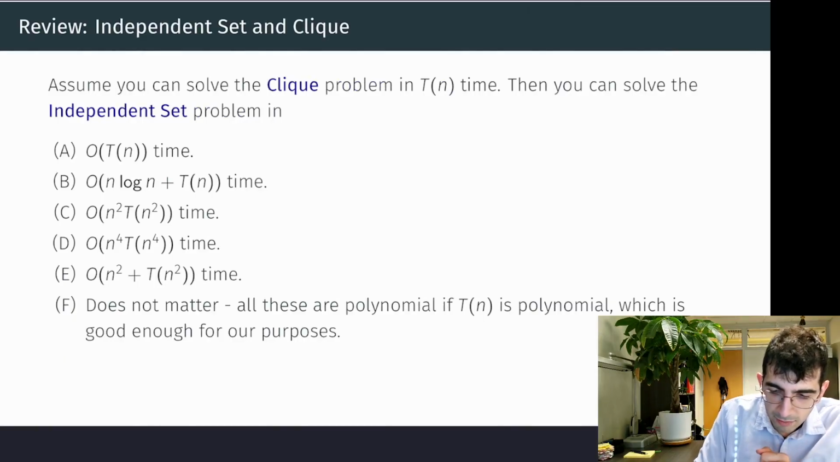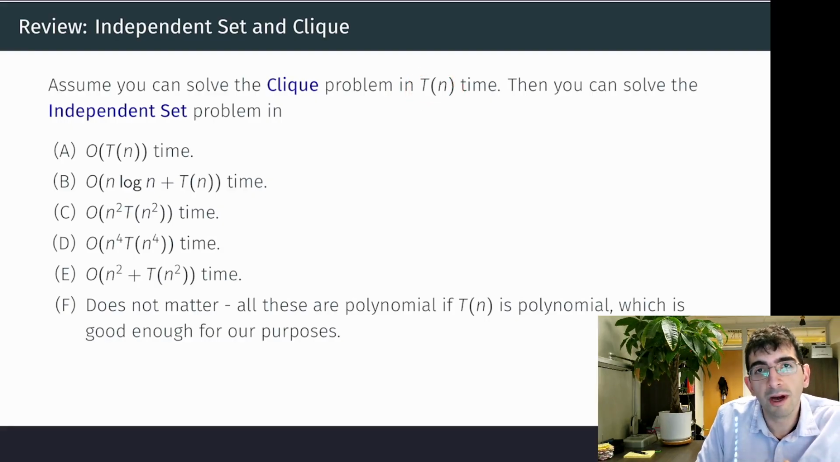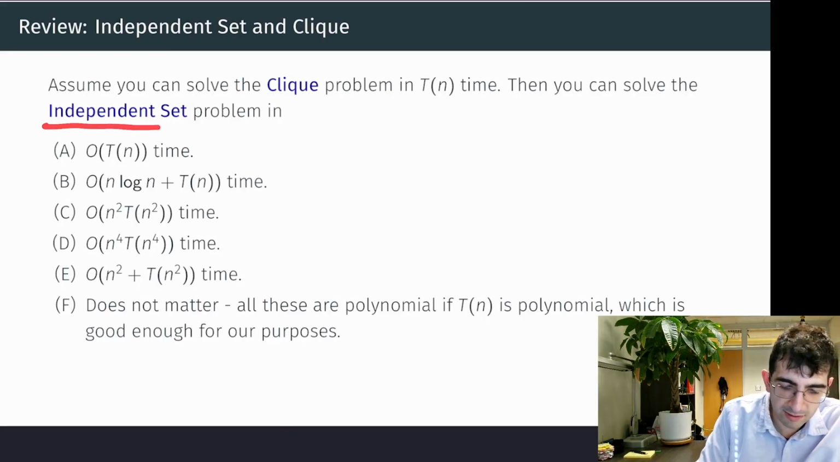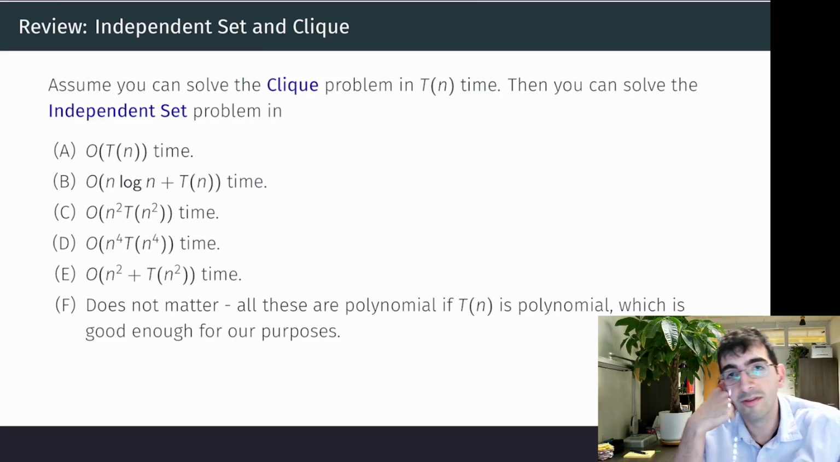Okay, so assuming we solve the clique problem in T of n time, and I know that you can't necessarily solve it in this time. It's an NP complete problem, which we'll discuss in the next lecture. But assuming we do have a clique algorithm that you could solve in some T of n time, some linear time. Actually, we don't know T is linear. So actually, T might be exponential. That's fine. Okay, good. So how fast could we solve the independent set problem, according to what we said prior? Okay.